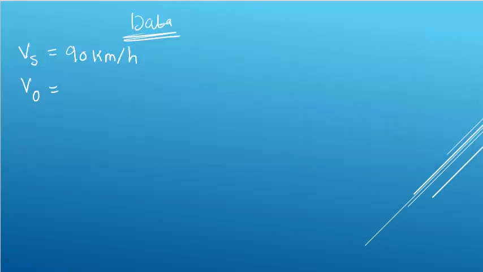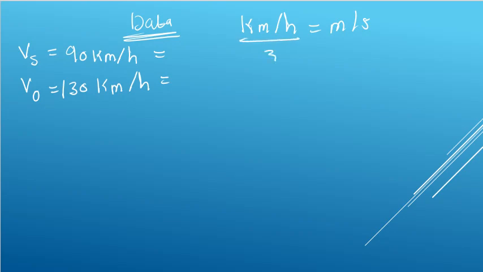Of course, this is 130 kilometers per hour. Okay, and of course, if we convert this to meters per second, how do we do that? If you want to do it very fast, kilometer per hour to meters per second, just divide this by 3.6 and you get the answer here.